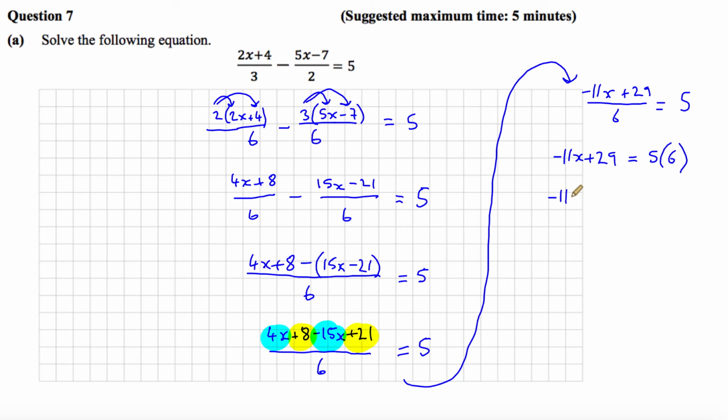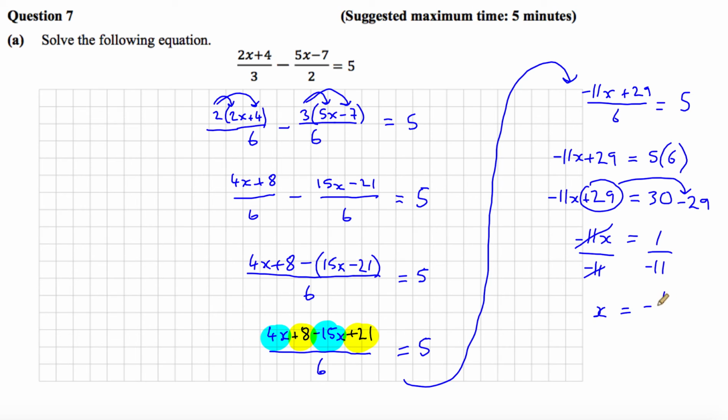So we get minus 11x plus 29 equals 30. We can then bring this 29 over across the equal sign, change it to a negative 29. And we get minus 11x is equal to 1. And now if we divide both sides by minus 11, the minus 11s cancel here, and we're left with x is equal to minus 1/11. So there's our solution.